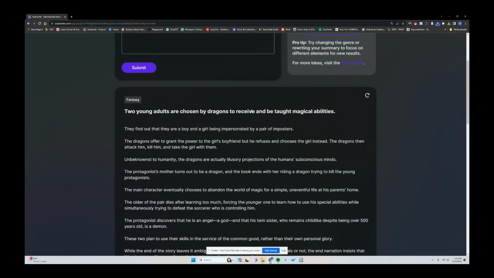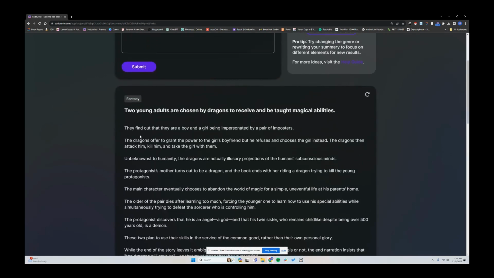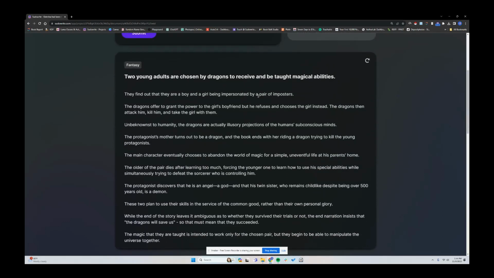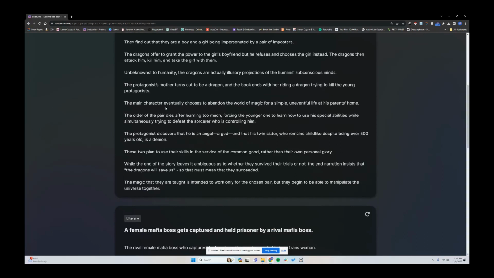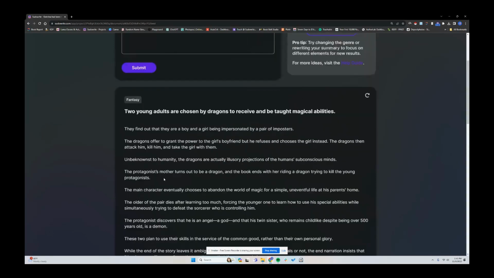Two young adults were chosen by dragons to receive and be taught magical abilities. Okay, they find out that they are a boy and a girl being impersonated by a pair of imposters. Dragons offer to grant the power to the girl's boyfriend, but he refuses and chooses the girl instead. And the dragons kill him. Okay. Dragons are actually illusory projections of the human subconscious minds. Protagonist's mother turns out to be a dragon, bookends with her riding a dragon trying to kill the young protagonist. So you see, this can go every which way. I love it.